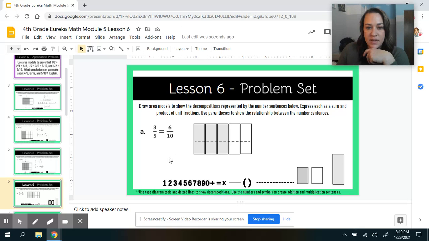So if I show this as a multiplication sentence, I'm going to say 3/5 is equal to, how many tenths did we end up with? We ended up with 6 tenths. So 3/5 is equal to 6 times 1/10.